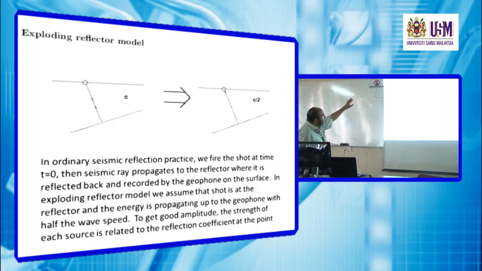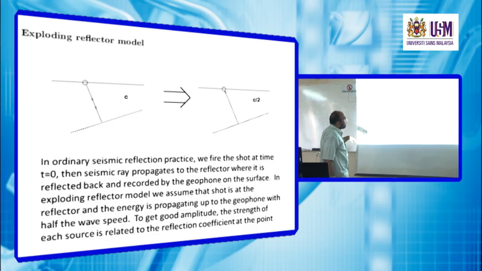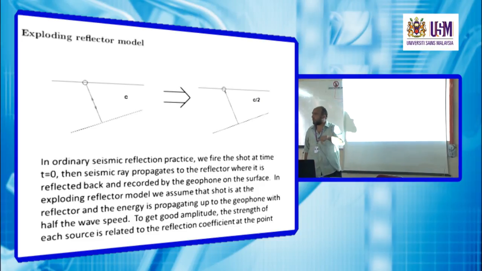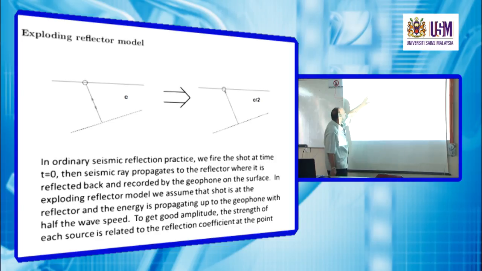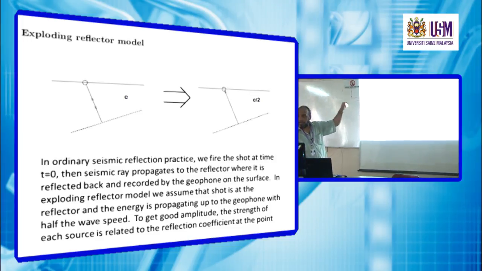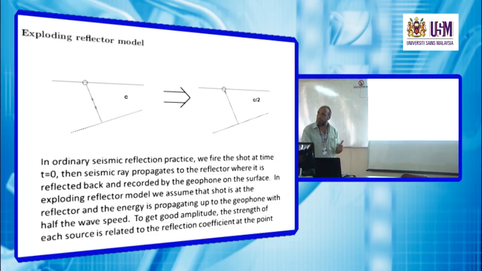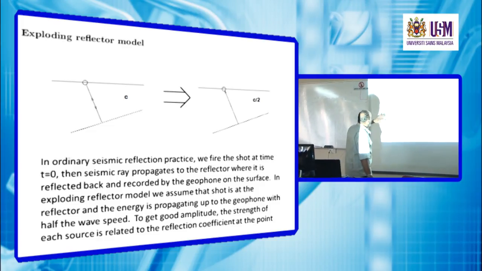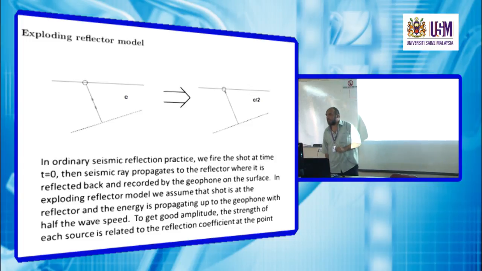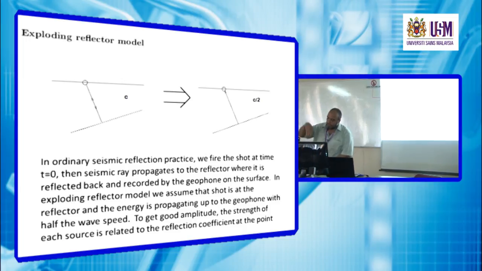So in an exploding reflector model, we assume that we are putting the source at the reflector at this point. The source is fired here and recorded up on the surface, with a velocity equal to half the original velocity. If we are arriving at a good estimate of velocity, then in the exploding reflector model we use half this velocity. Why? Because we are using half the distance between the source and the receiver, because the ray moved down and then moved up.